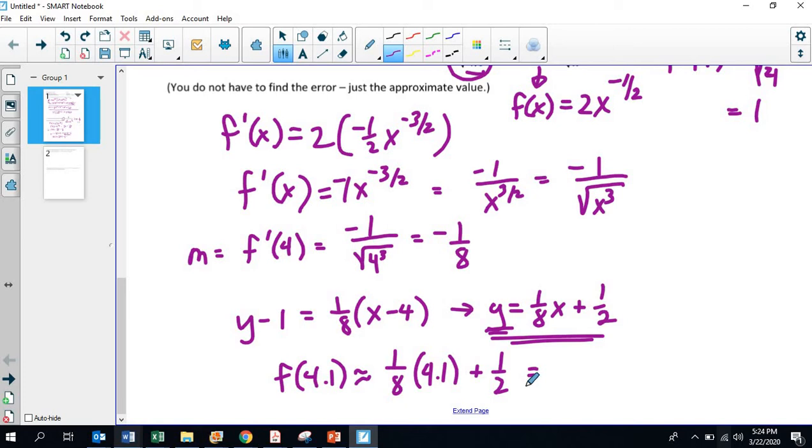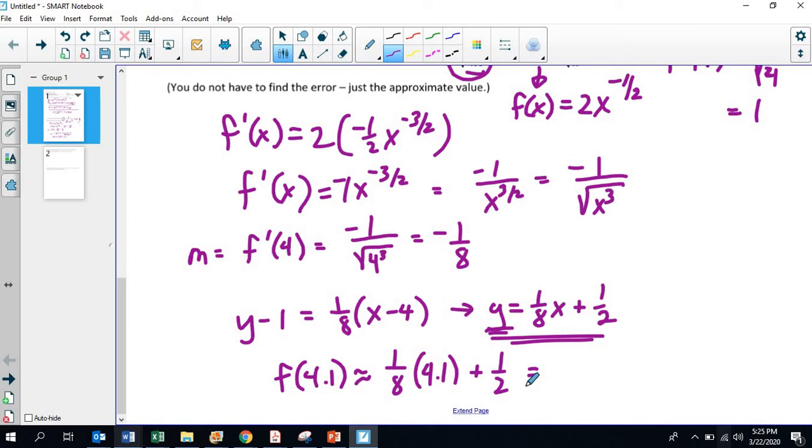And at this point, it is certainly fine to use the calculator. The calculator will allow you to find this approximation value directly and precisely.